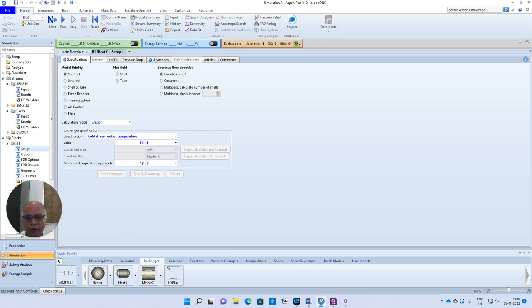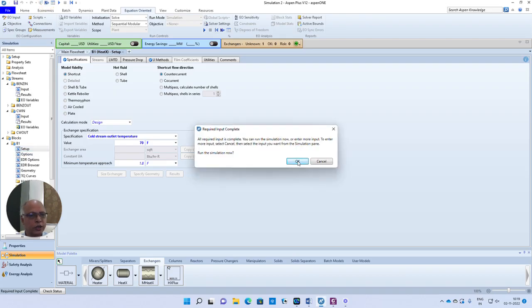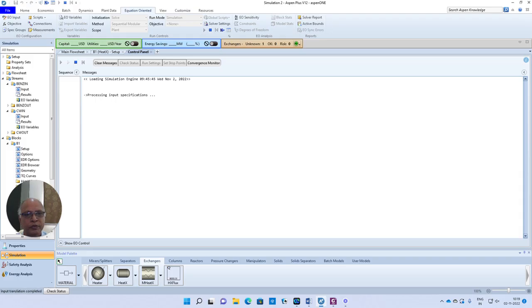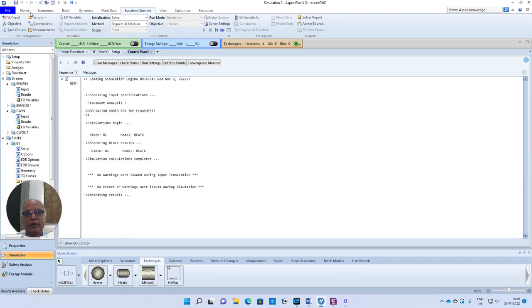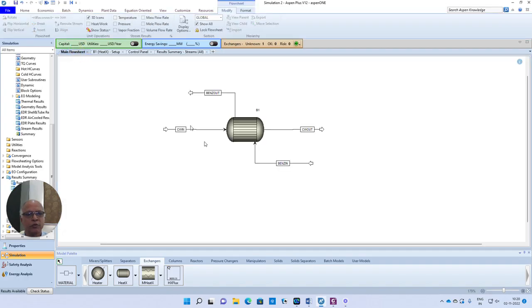So we have provided all the required input, so we should be able to run the problem in the sequential modular approach, because by default we are using the sequential modular approach. So let me run the problem in the sequential modular approach once. You can see the stream summary. So we got the outlet temperature 100, so this is 70, but sorry, cold water is this one. I think I made some specification problem.